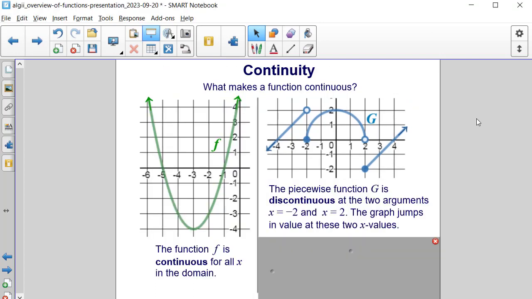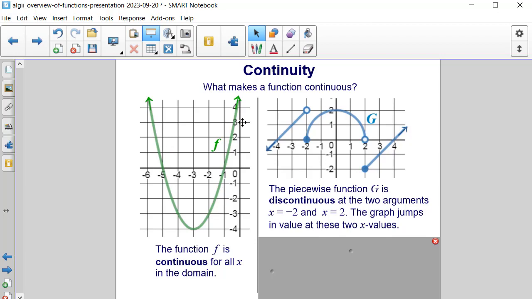So what makes a function continuous? Well, here's this function f that's continuous for all x in the domain. However, this piecewise function capital G is discontinuous at the 2 arguments of x equals -2 and x equals 2. The graph jumps in value at these 2 x values.